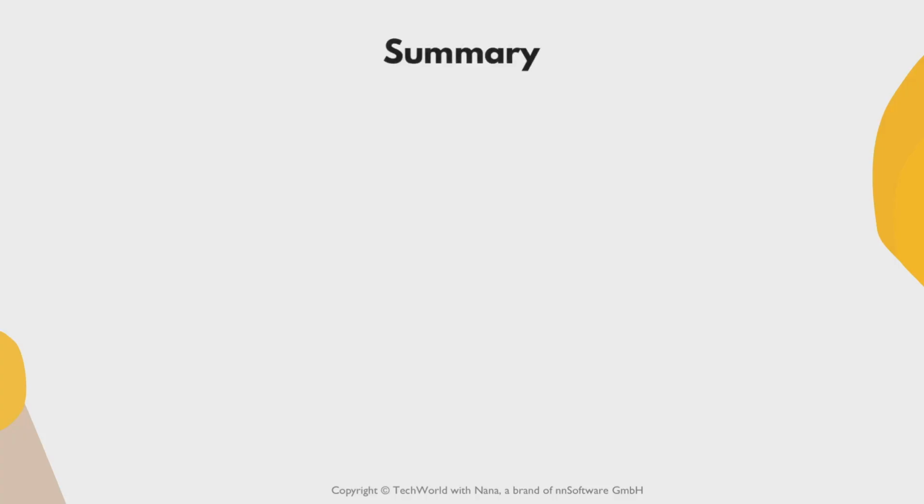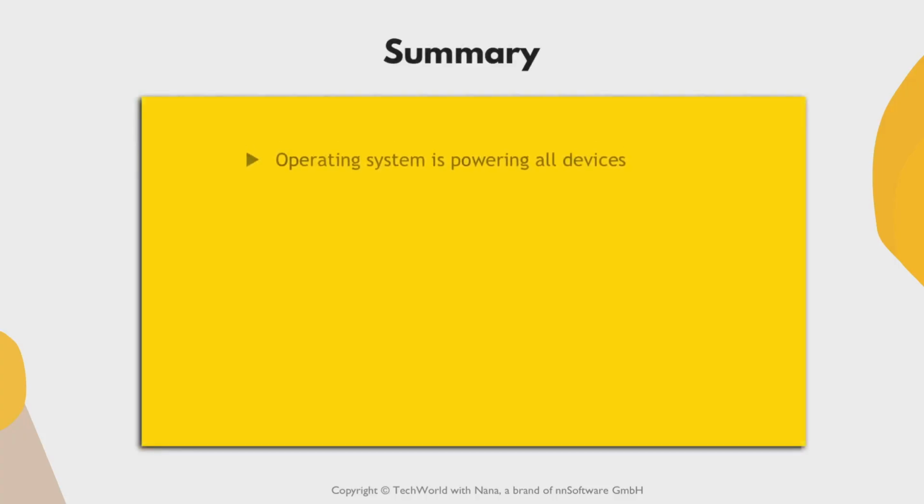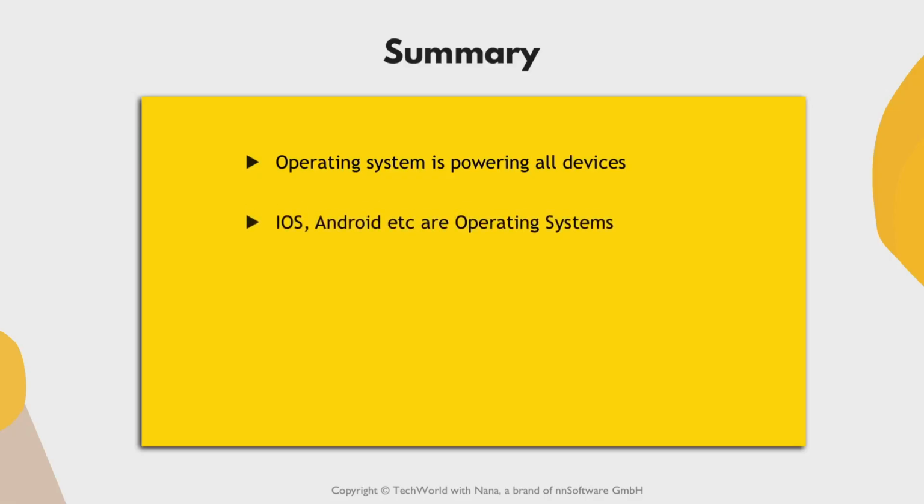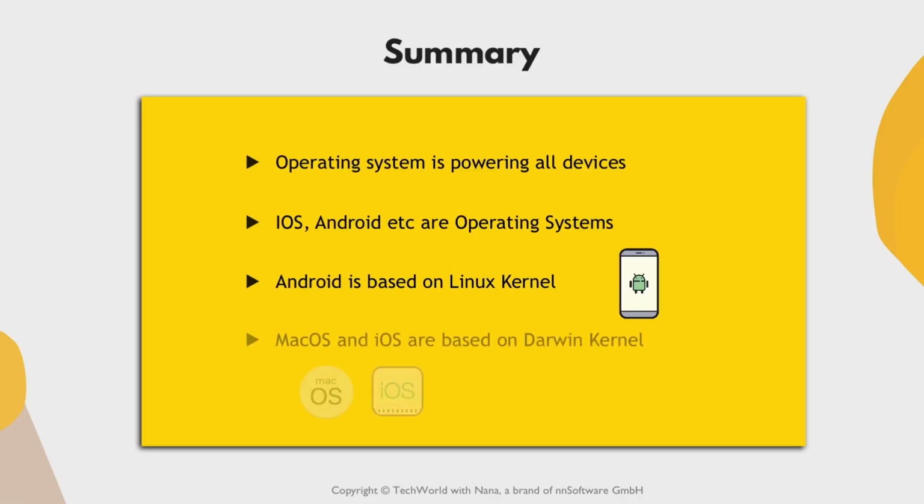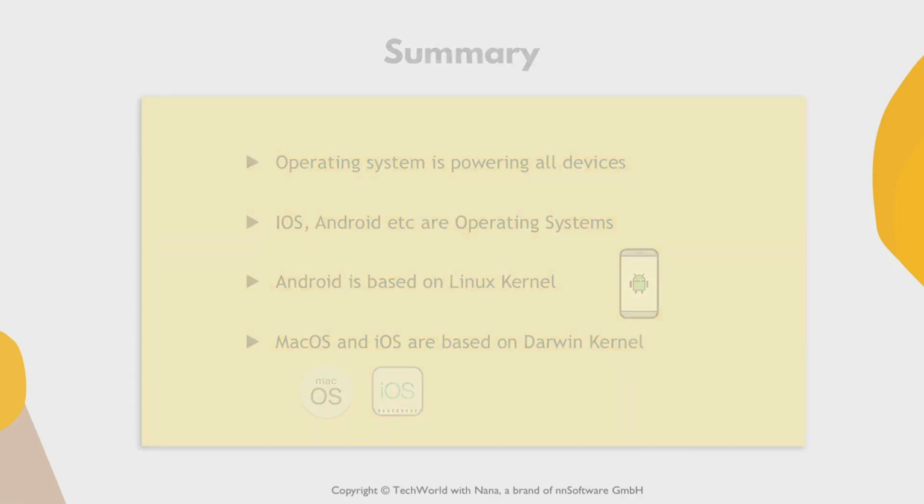So to summarize, basically, operating system is powering all the devices like servers, laptops, phones, printers. Every device that has hardware and applications on it needs this layer to be in between. So iOS, Android are operating systems. Android is based on Linux, meaning it uses Linux kernel, while iOS, like macOS, is based on a Darwin kernel.